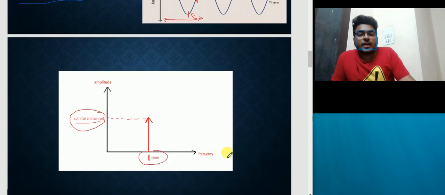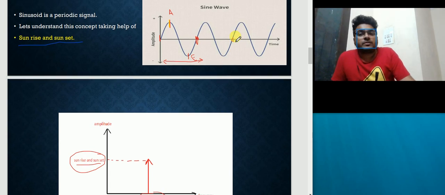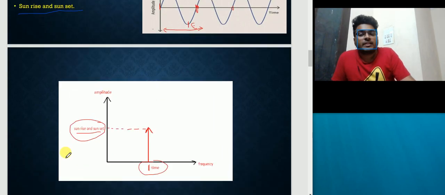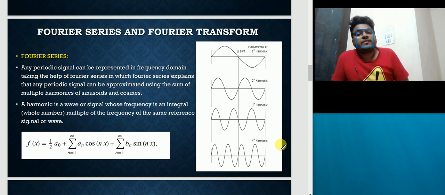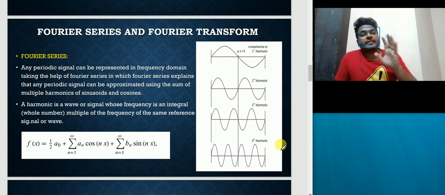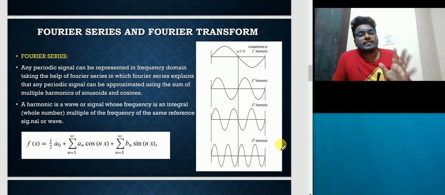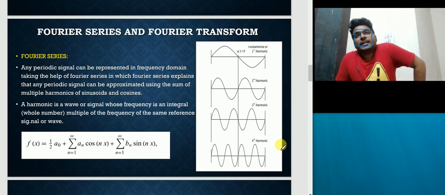To understand it, you need to understand this concept first, this sine wave, sunrise and sunset represented in the graph. To understand better, we take help of Fourier series and Fourier transform. Now, what is Fourier series and what is Fourier transform? This is where the actual frequency domain lies. In nature, you see there are many periodic signals and many aperiodic signals. To extract the information inside a periodic signal, we go with Fourier series. To extract information from aperiodic signals, we go with Fourier transform.